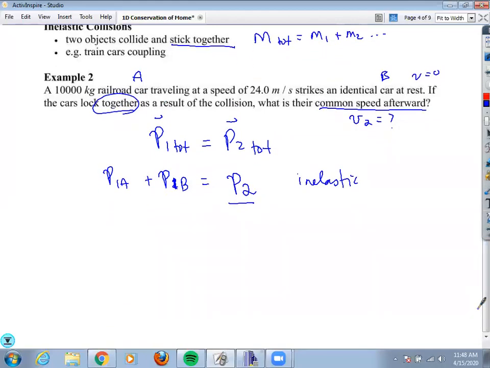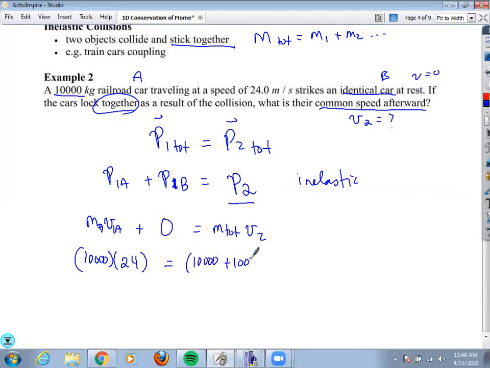So P1A would be MA times V1A plus P1B. Now, the identical car B is at rest, so it must have a 0 momentum. And that would equal M total times V2. They're identical cars, so they both have a mass of 10,000 kilograms. So 10,000 kilograms times 24 meters per second plus 0 must equal M total, which would be 10,000 plus 10,000 or 20,000 times V2.